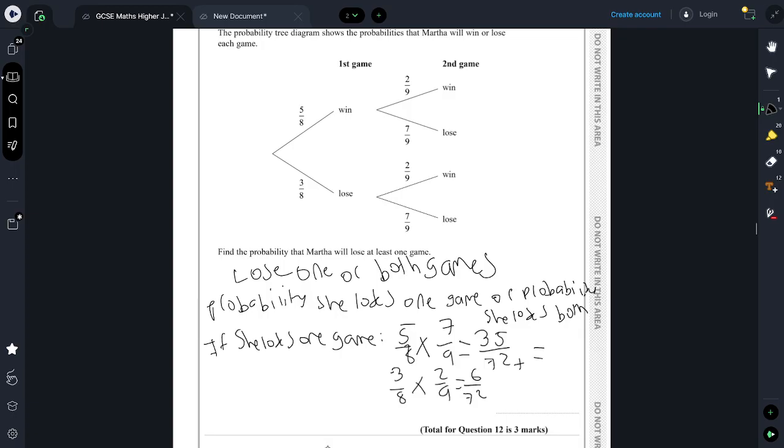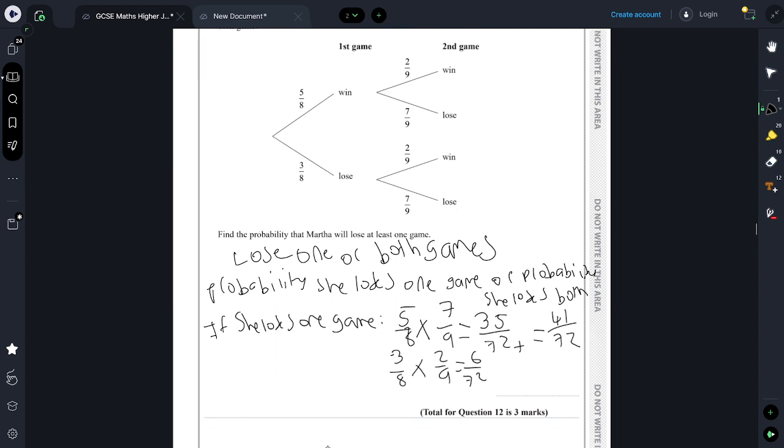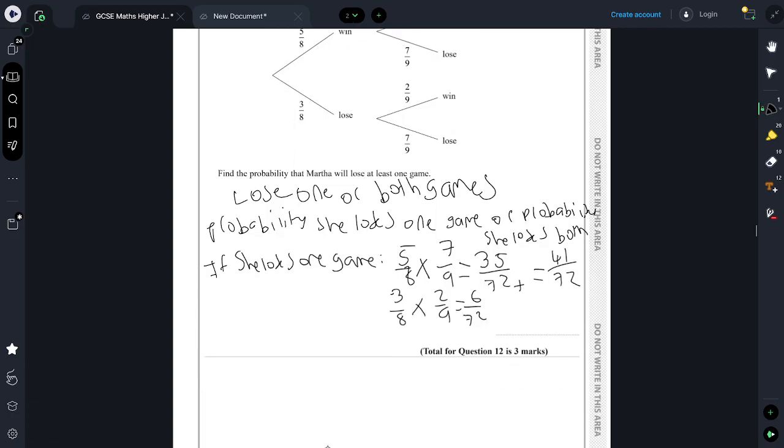They're the same denominator, so we can just add as usual. 35 plus 6 is going to be 41/72. That is if she loses one game. Okay, so she either wins the first one, then loses the second, or loses the first and wins the second. No doubt about that. But now, what if she loses both of them? That's one of the situations she could have, right?